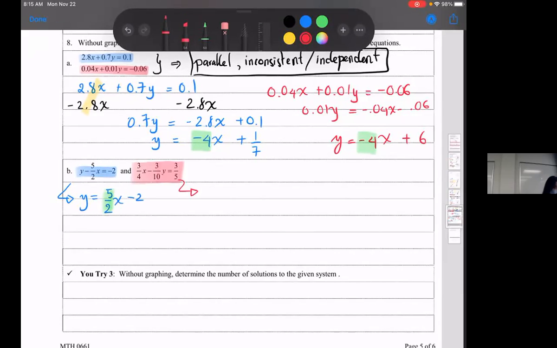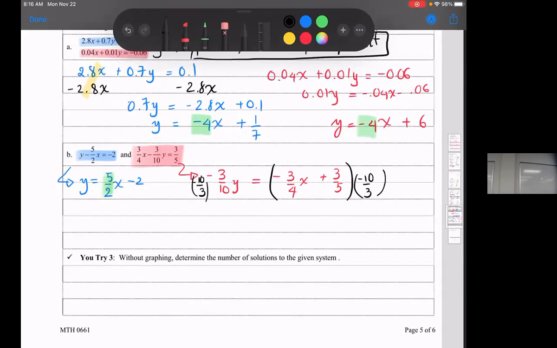This one right here. If I subtract 3/4x, I got negative 3/10y equal negative 3/4x plus 3/5. I want to solve for y. So what do I multiply both sides by? Yeah, thank you, Ethan. Negative 10/3. Make sure you put parentheses around the right-hand side, okay? So that means you distribute that negative 10/3 into each of those.